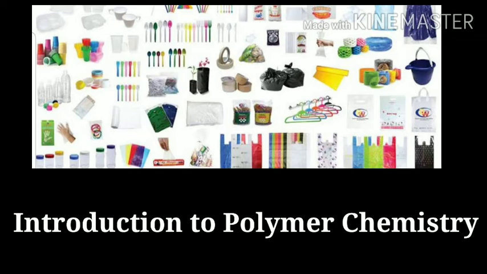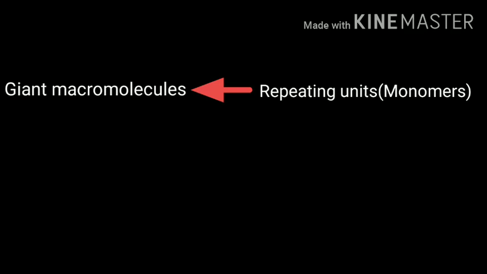Polymer chemistry has evolved as a separate branch due to the enormous knowledge during the last several decades and also its increasing application in everyday life. Chemically, the structure of polymers is very complex. They are giant macromolecules. Macromolecules means bigger molecules. These giant macromolecules are made from repeating units which are derived from smaller molecules called monomers.